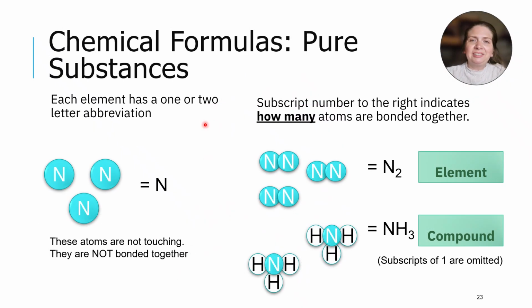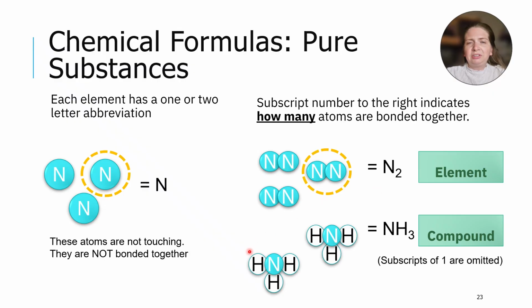This is a reminder that subscripts in a chemical formula tell us how many atoms of each element are bonded together in the smallest piece of that substance. In the first picture, we have individual nitrogen atoms that are not connected to each other. The smallest piece of this substance is represented by the symbol N. In the second picture, we have three molecules, each consisting of two nitrogen atoms bonded together. The smallest piece of this substance is represented as N2. The subscript 2 tells us that each molecule contains two nitrogen atoms.